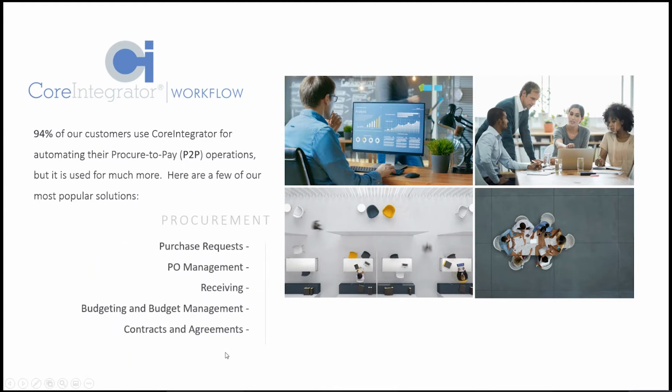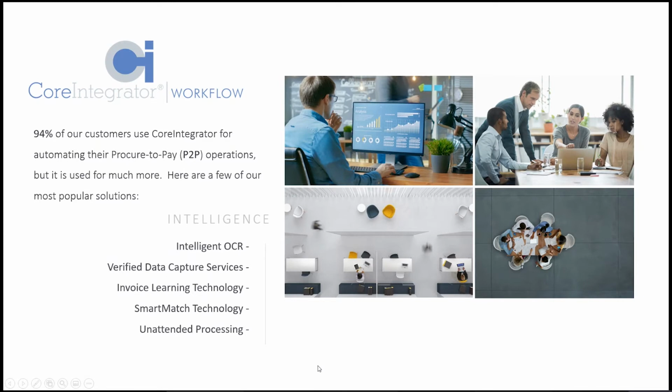On the procurement side, we're going to start off with a purchase request. This is becoming a lot more popular these days where people are really trying to look for cash management within the business. Let's get something approved before you buy. I know it's kind of a unique concept, but more and more companies are moving in that direction. So our PO management, receiving process, budgeting, contracts and agreements associated with all of that.